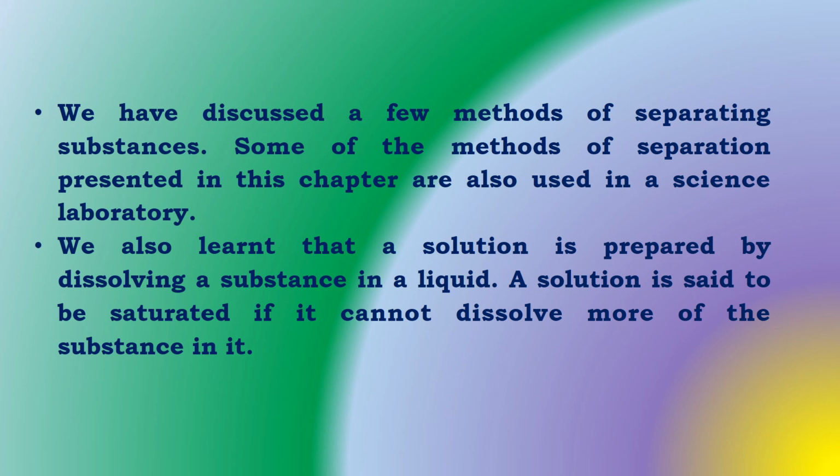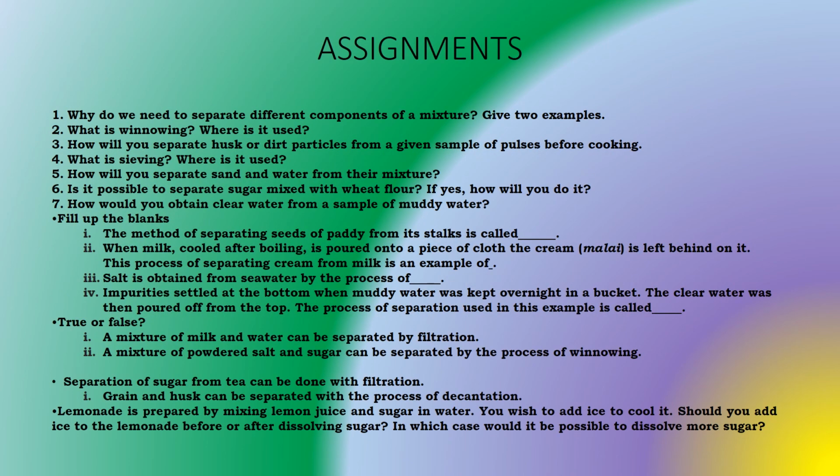At the end of this chapter, we have discussed a few methods of separating substances. Some of the methods, such as condensation, presented in this chapter are also used in a science laboratory. We have also learned that a solution is prepared by dissolving a substance in a liquid. A solution is said to be saturated if it cannot dissolve any more of the substance in it.